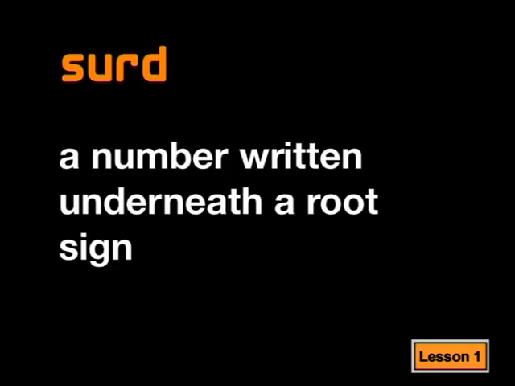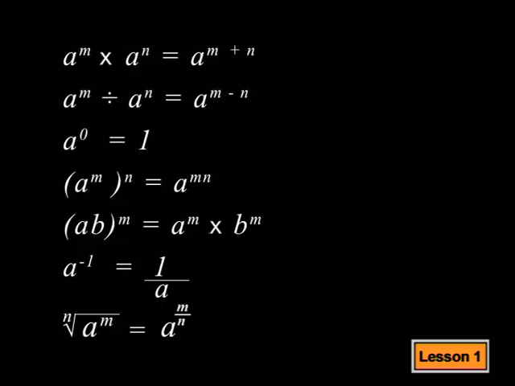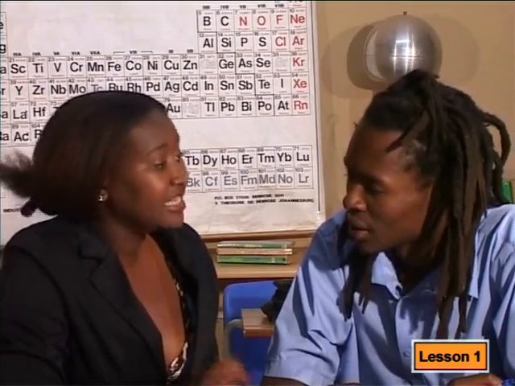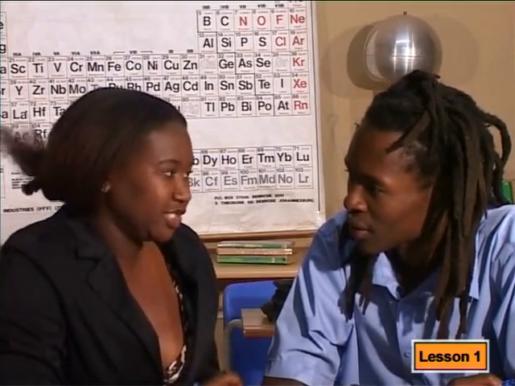What is a surd exactly? A surd is a number written underneath a root sign. We use it in maths to accurately represent an irrational number. And are there rules for surds like there are rules for exponents? Yes, that's right. But in this case, there are only 3 laws you need to remember.